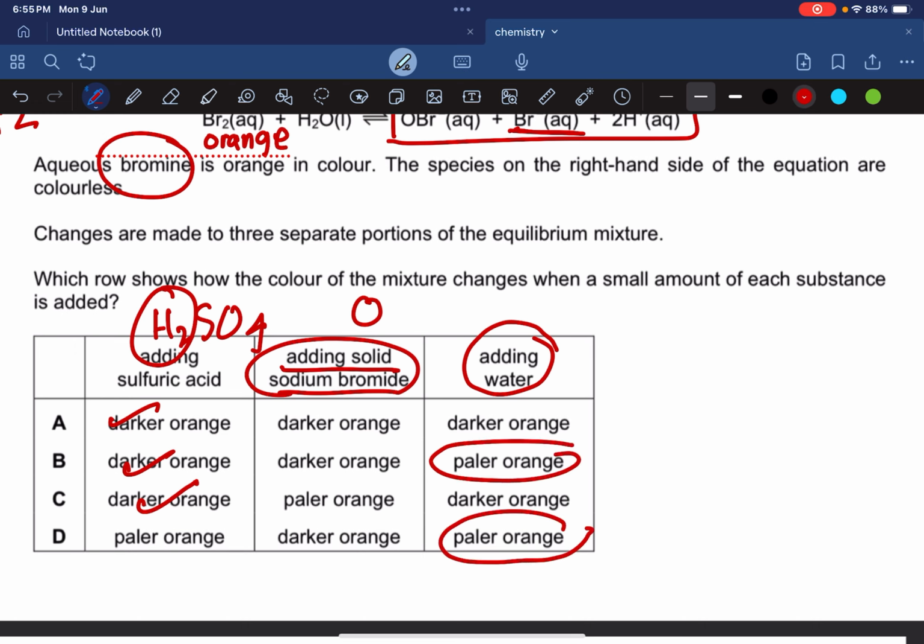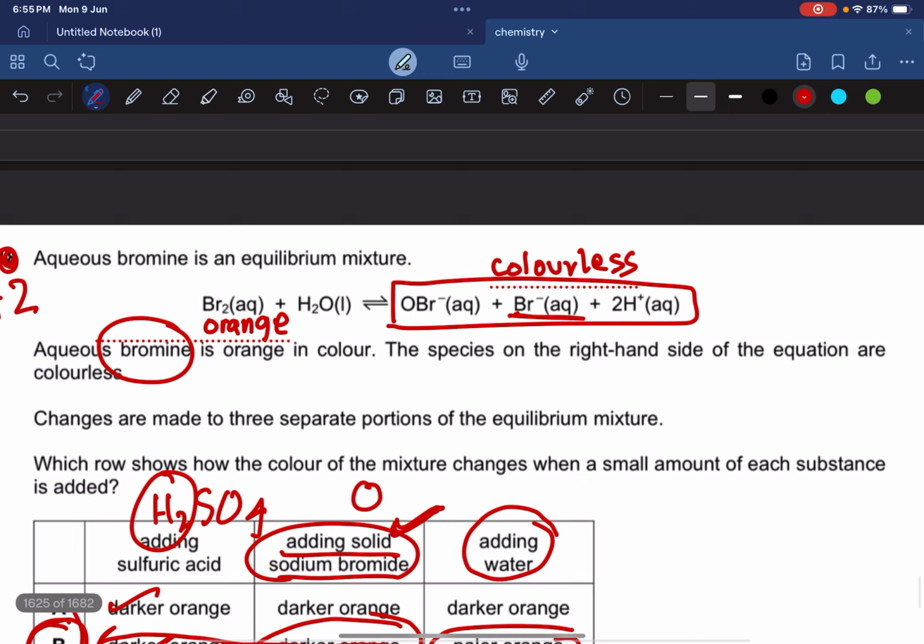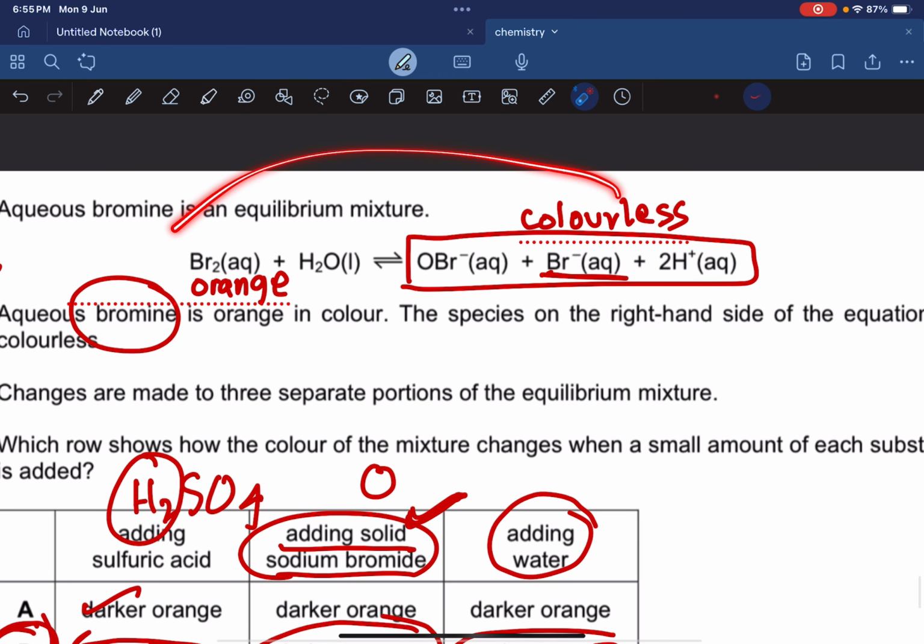So definitely for this one, we have to choose this option, which is B, because that's the only correct option that's possible. So now you already know that the correct option is B. You don't even have to check adding solid sodium bromide, but for sodium bromide, it's becoming darker orange, meaning equilibrium is shifting backwards. Why? Just think about it.